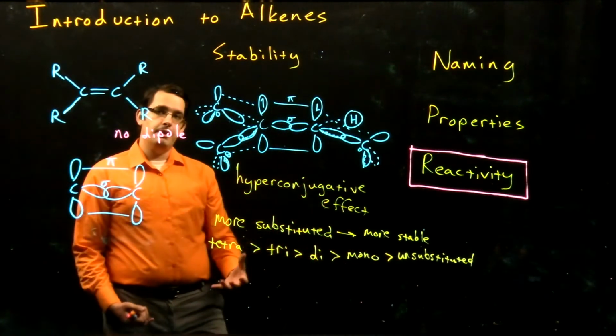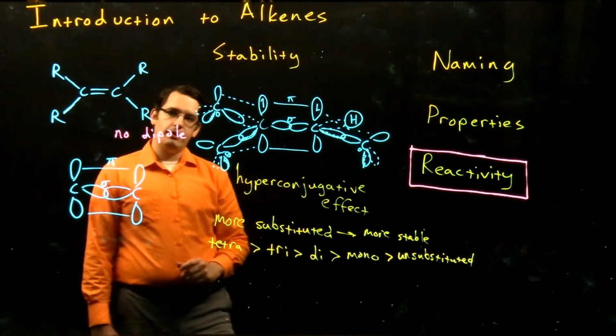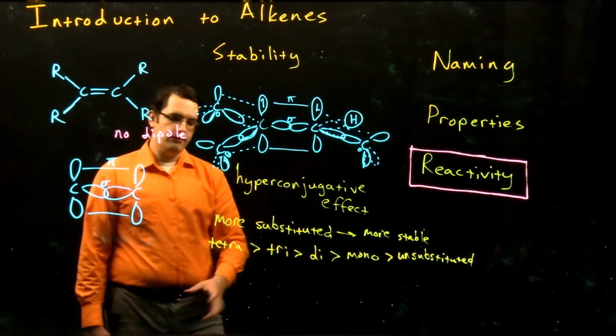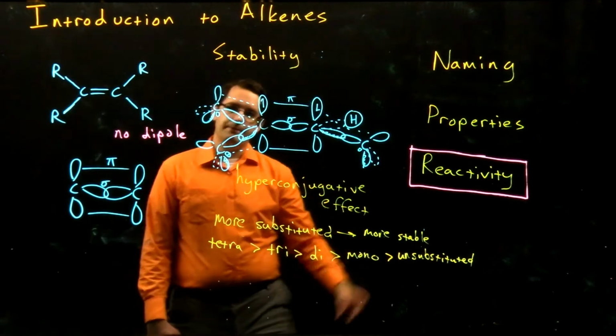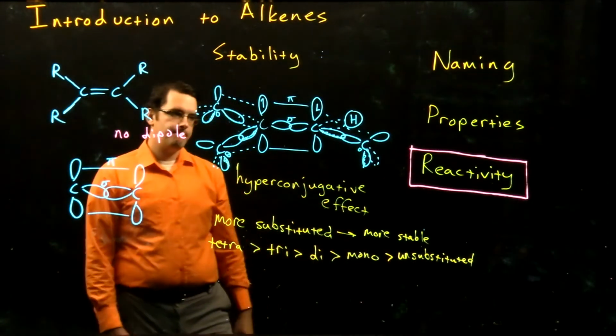And of course, this stability will also relate to our reactivity. A tetra-substituted alkene is going to be the least reactive, the most stable, and an unsubstituted alkene is going to be the most reactive. It's the least stable.